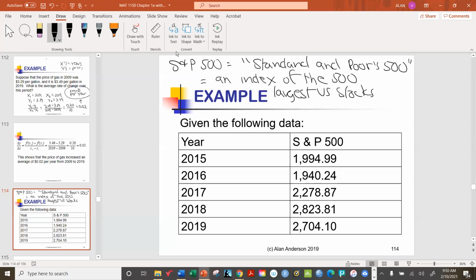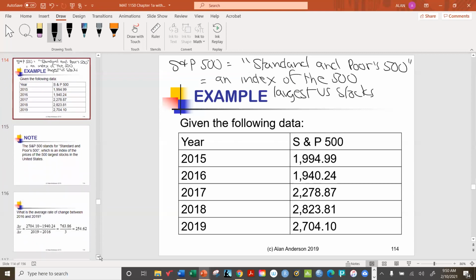So imagine if you were to go and look up the actual values at the end of each of these 5 years, and this is what you came up with. And you see that we started out in 2015 with just a hair under 2,000. And by the time 2019 was over, it was all the way up to 2704.10. So you can probably see where this is going. We want to figure out, on average, how much does the S&P 500 go up during this period.